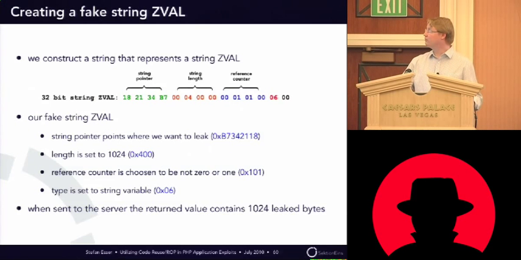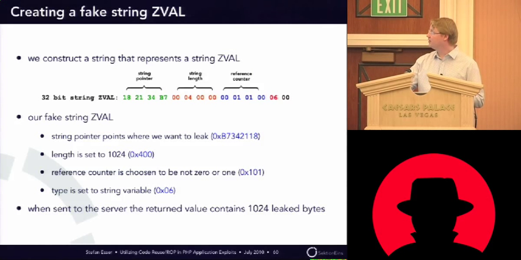What we do is we create a fake string variable inside PHP. A string variable inside PHP consists of the string pointer, followed by the string length, followed by a reference counter, followed by the byte 6, which says this is a string, and then followed by a byte of 0, which says this is not a copy on write variable.